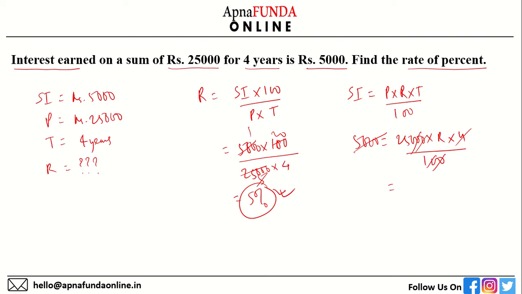This will be 5%. Your R value will be 5%. This is my answer. Easy question.